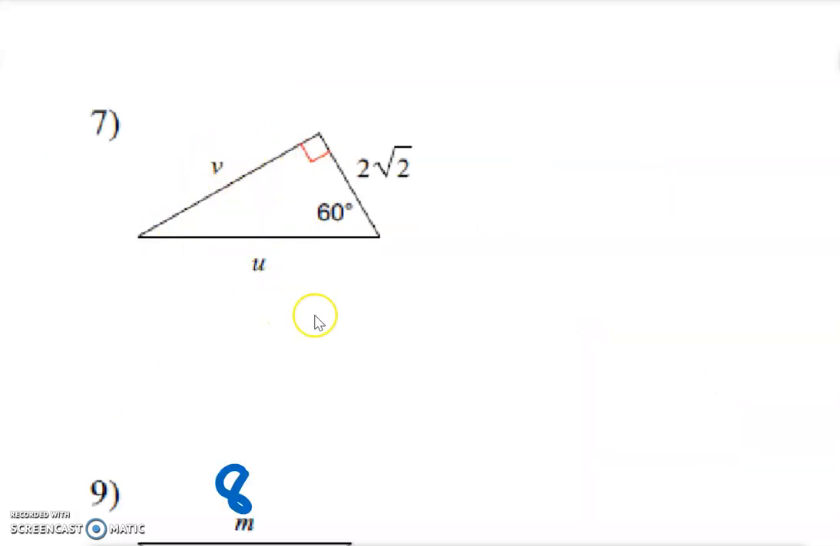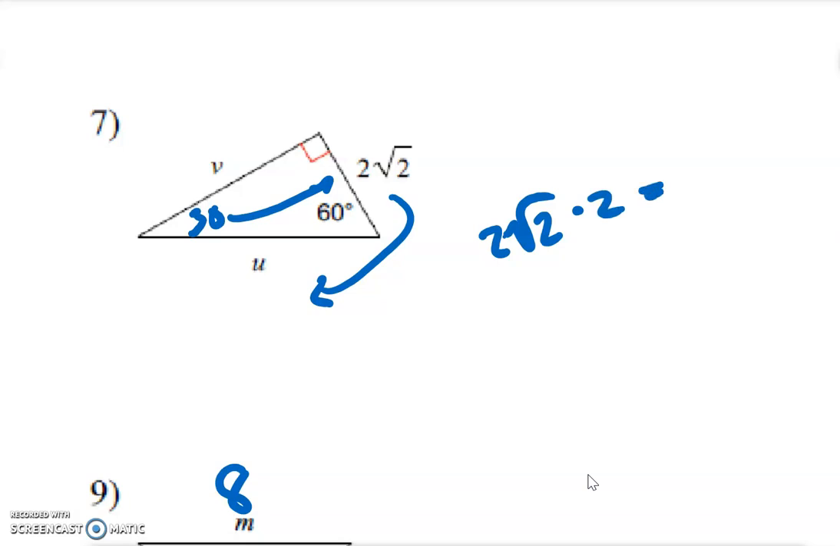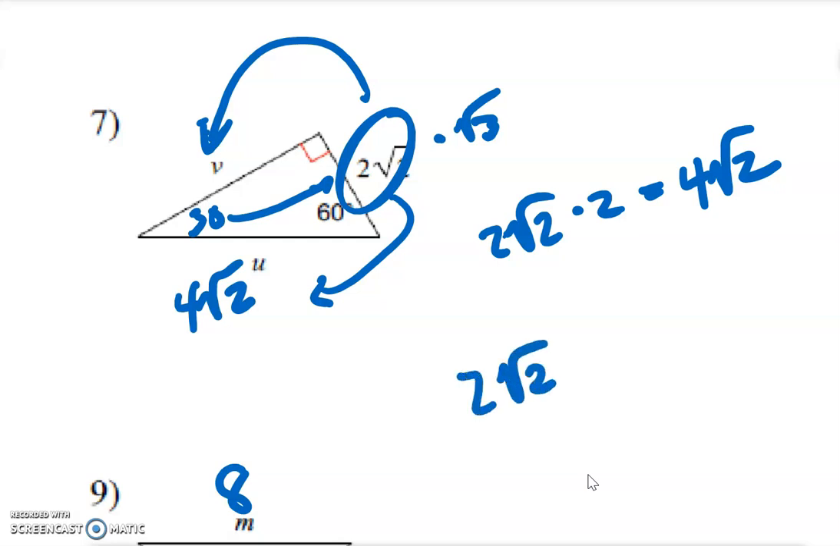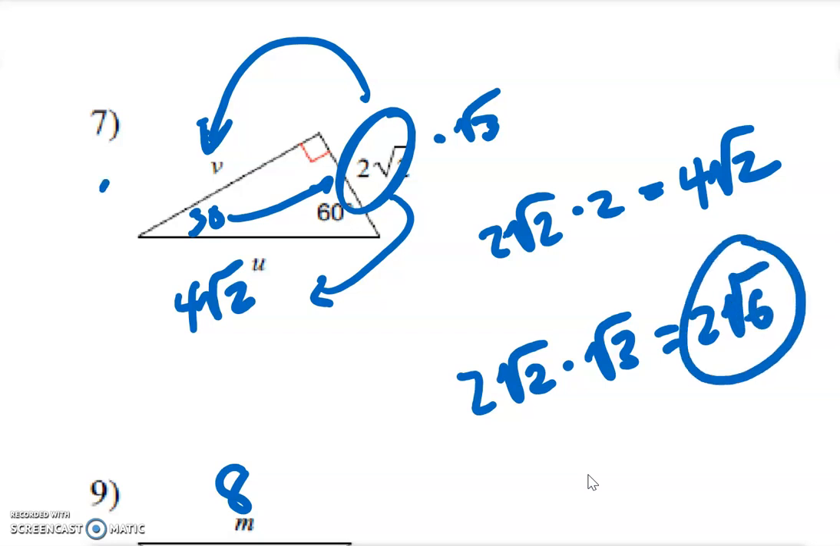This one is a 30, 60, 90 special right triangle, and we are given the short leg across from the 30-degree angle, right? So that's when it's the easiest, because then all I have to do is multiply it by 2 to get the hypotenuse, because that's the rule. So 2 rad 2 times 2 is 4 times the square root of 2. So the hypotenuse is 4 times the square root of 2. And then I need to take the short leg, 2 rad 2, and multiply it by the square root of 3 to get the long leg, because that's the rule. So 2 times the square root of 2 times the square root of 3 is 2 rad 6. And that's the long leg.